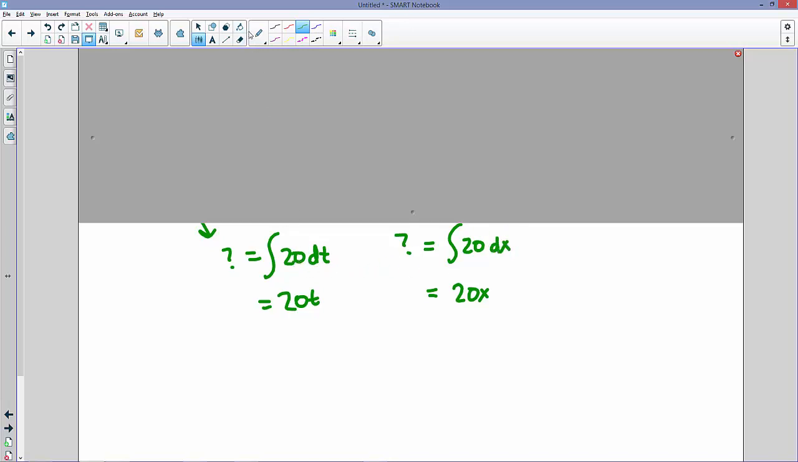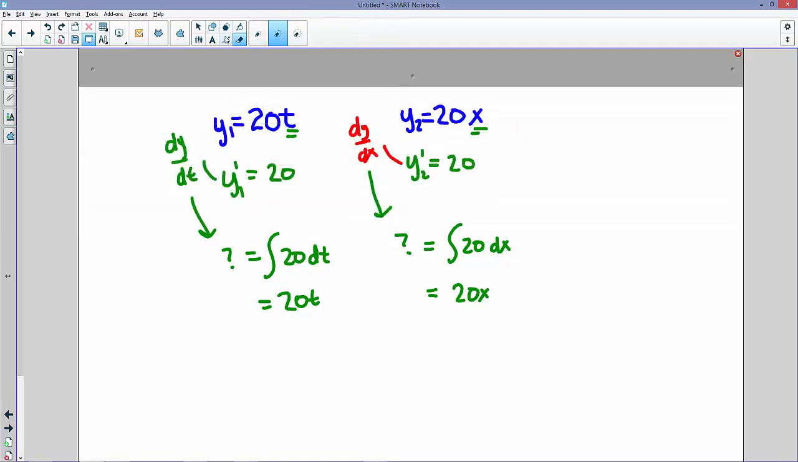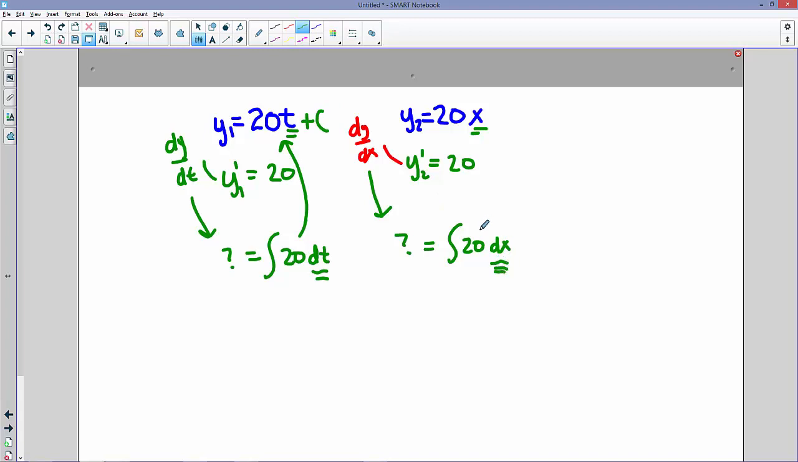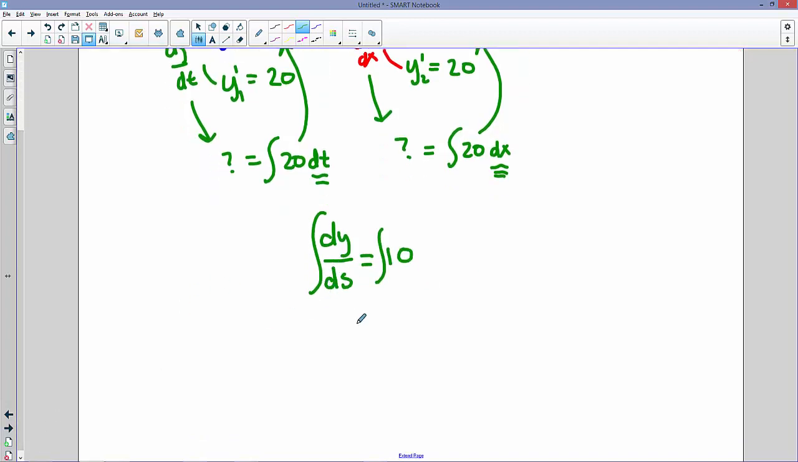So the difference here is that this is dt. dt means I'm going to integrate it with respect to t, and I'm going to get back to 20t. Of course, it's going to be 20t plus c. We've got to be careful about that. Where this dx tells me I've taken the derivative with respect to x, so I'm going to get back to 20x plus c. Okay, so now you can understand, even though we may have, let's say, dy ds, some implicit differentiation gave us dy ds, let's say it's 10. And if you were to integrate both sides like this, it is kind of obvious that you're going to get an s out of it.